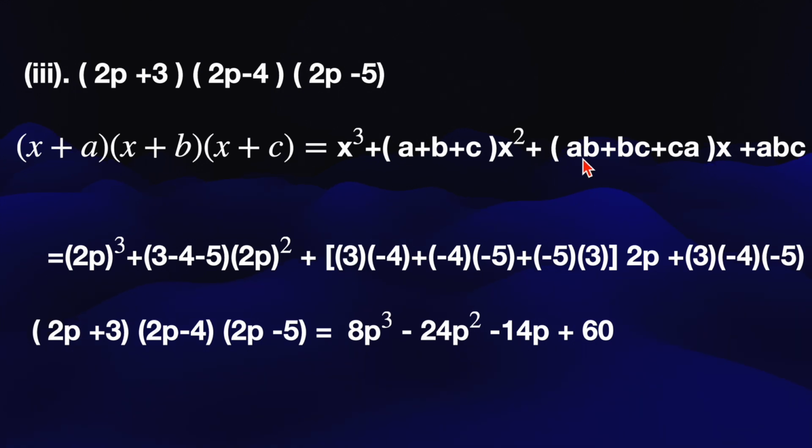Now we are going to do ab. ab is 3 into minus 4, minus 4 into minus 5, plus minus 5 into plus 3, into x, so 2p, and then plus abc. So 3 into minus 4 into minus 5. Now you open these brackets, you will get these values, and this is the answer.